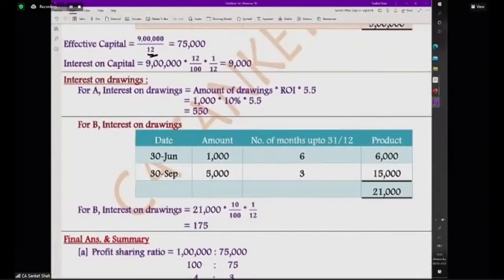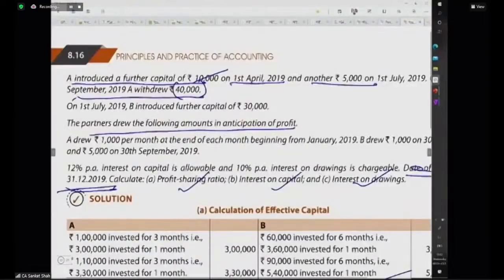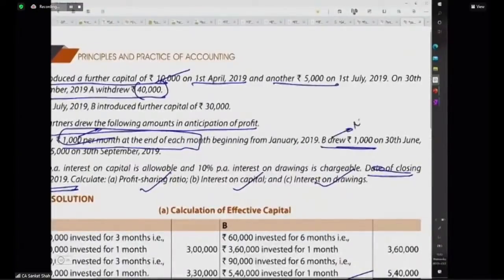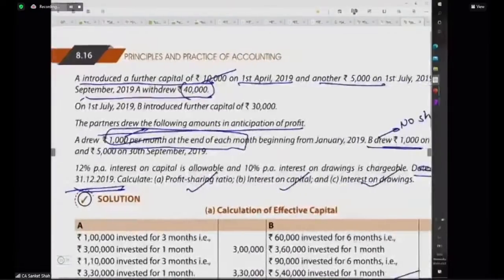You know this shortcut. And for B, you can't use shortcut because amount is not same. For A, you can use the shortcut because 1,000 per month, same amount. That shortcut, you remember, amount multiplied by rate of interest multiplied by 6.5 in case of beginning, 5.5 at the end and 6 in the middle. But for B, amount is not same. So no shortcut. So here you can write no shortcut for withdrawal, and A drew is a shortcut.